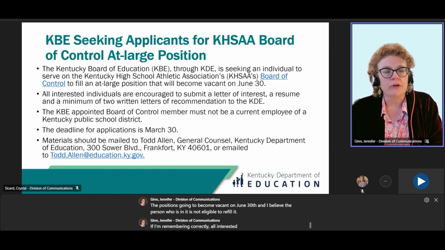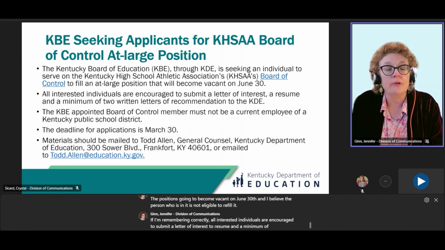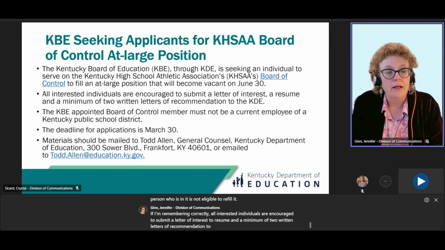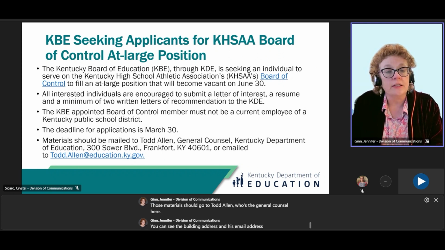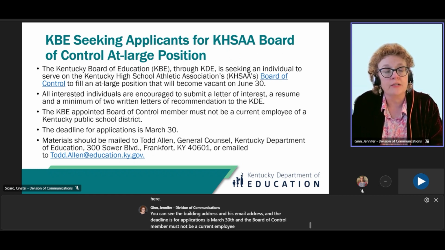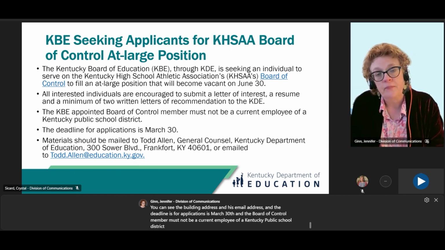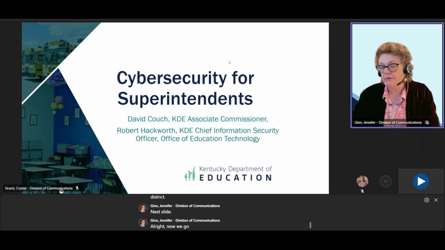All interested individuals are encouraged to submit a letter of interest, a resume, and a minimum of 2 written letters of recommendation to KDE. Those materials should go to Todd Allen, who's the general counsel here. You can see the building address and his email address. And the deadline for applications is March 30th, and the Board of Control member must not be a current employee of a Kentucky public school district. Next slide. All right, now we go to David Couch.